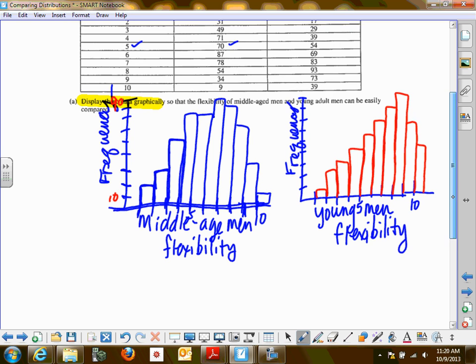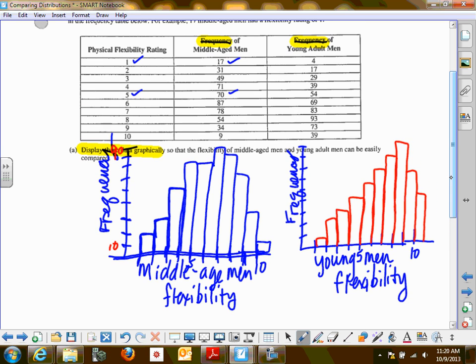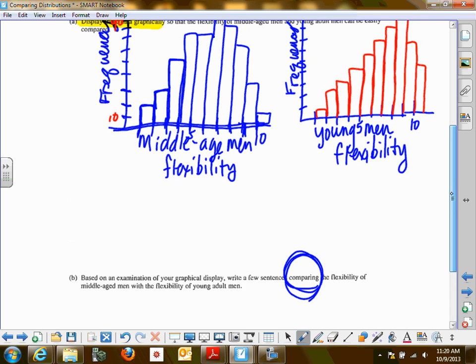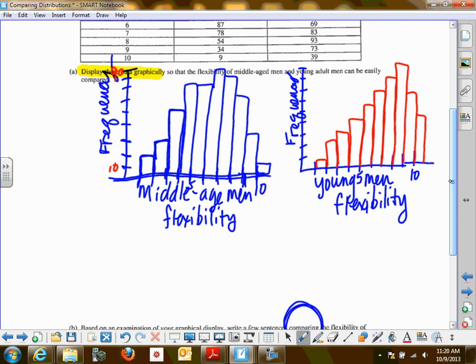So I made 2 histograms, one for the middle-aged men and one for the younger men. And so that we can compare, guess what the next question says? The next question says, now, based on this examination of your graphical display, write a few sentences comparing the flexibility of middle-aged men with the flexibility of young men. So let's quickly talk through that.